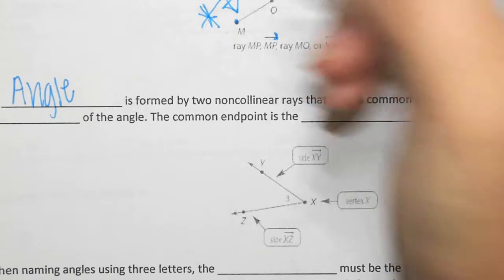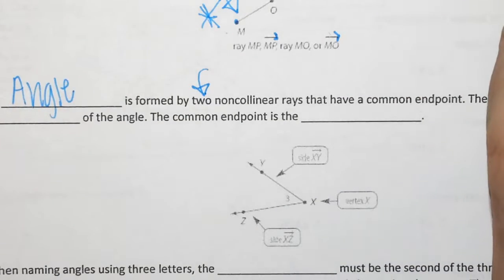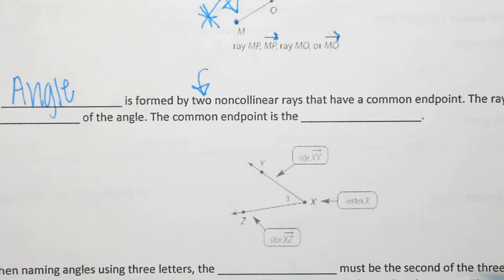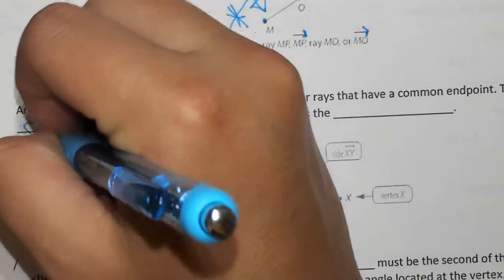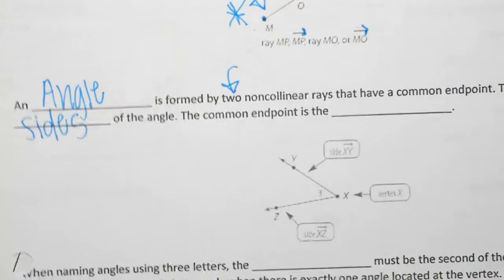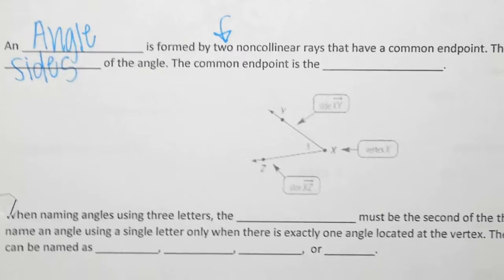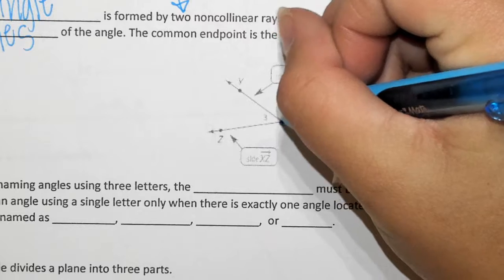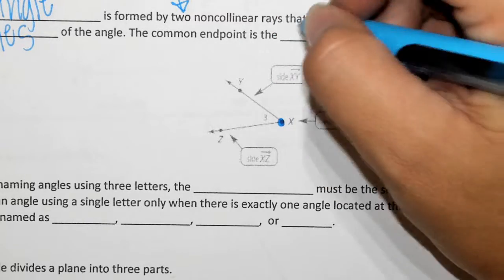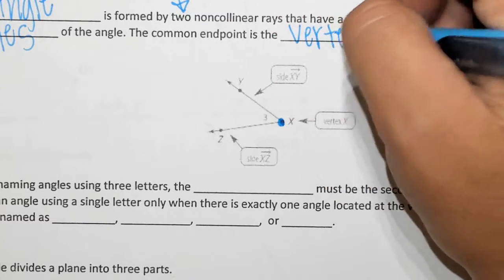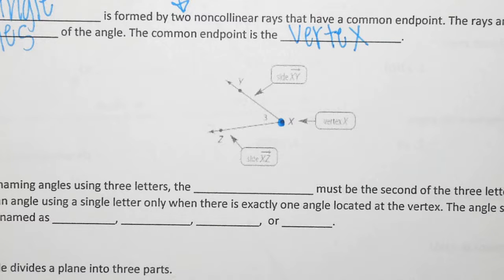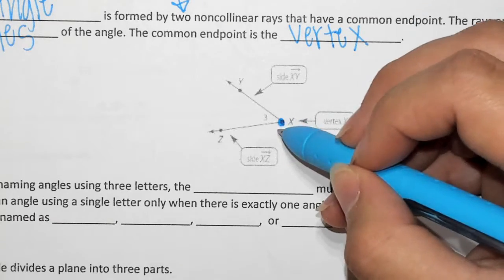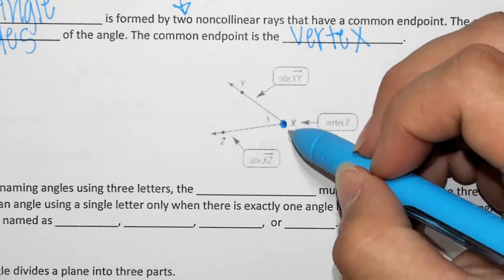An angle is formed by two rays. The rays are the sides of the angle. So right here, you have two rays that make an angle. This thing right here, their common end point, is called the vertex. It's where they both meet. So it's a common end point called the vertex. The sides of this angle are your rays.